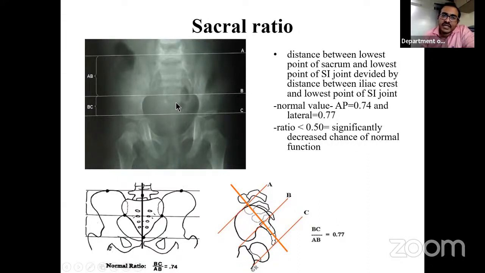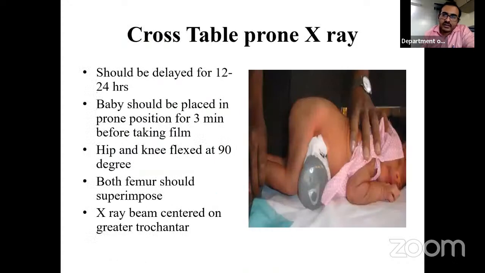Many patients with high anomaly have sacral agenesis, and you will get a lesser sacral ratio, and they have poor continence. Then this is the cross-table prone lateral X-ray. This is the position we give to the baby. We wait for 16 to 24 hours so that an adequate amount of gas reaches the distal part of the rectum. Then we give this position and take lateral X-rays, which are centered on the greater trochanter.